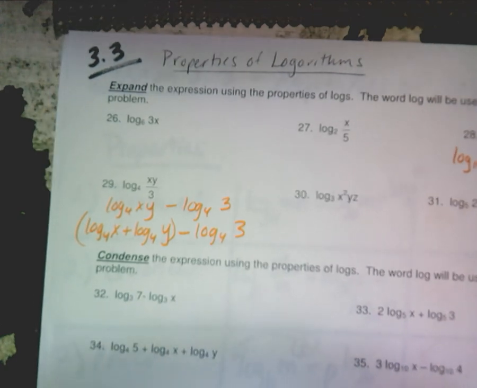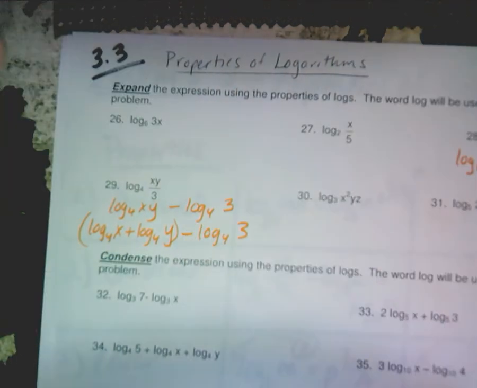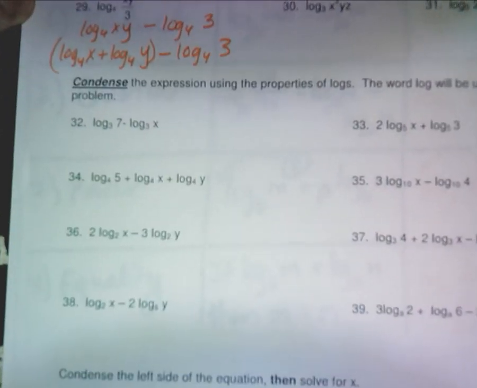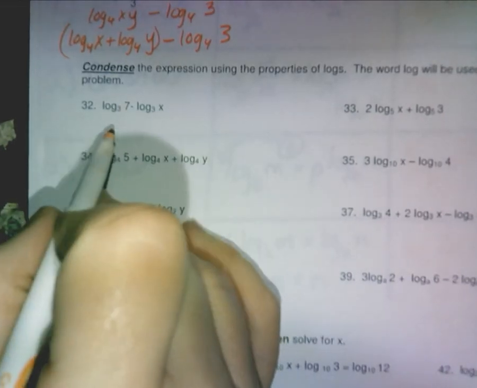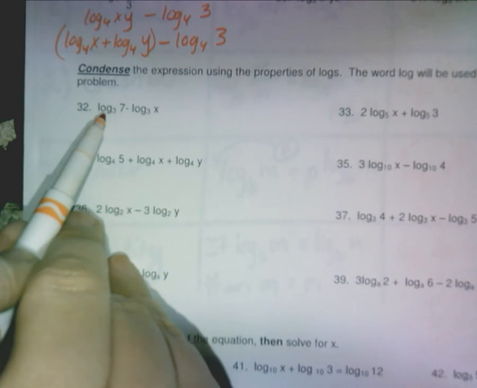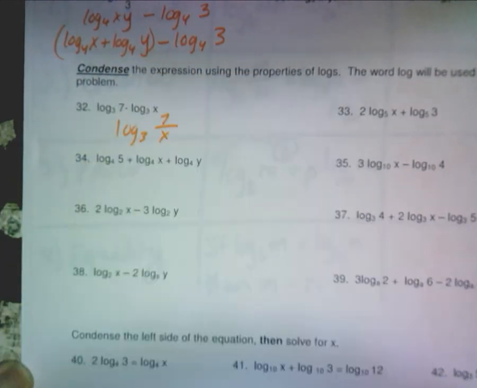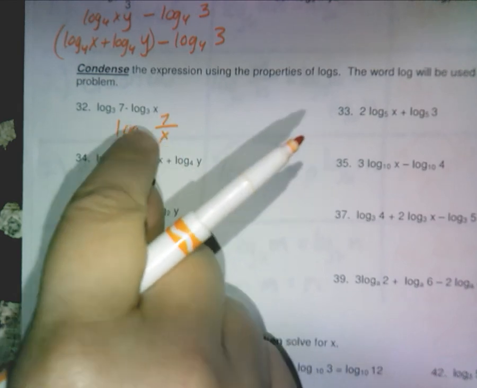All right, let's move on to the condensing one. If you didn't finish up here, you're going to have to finish it. You'll have time. Let's do this right here, this condensing. I'm going to do the evens. You can do the odds right now. We're going to do these together. Condense, the word log will be used once. So if I have log base 3 of 7 minus log base 3 of x, what would that one be? That's very easy. How would you condense that? Correct. By the way, don't put the log 3 at the top and don't put it at the bottom. Just put it out to the side.